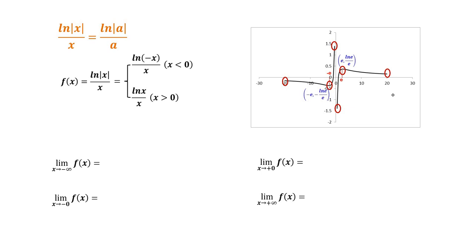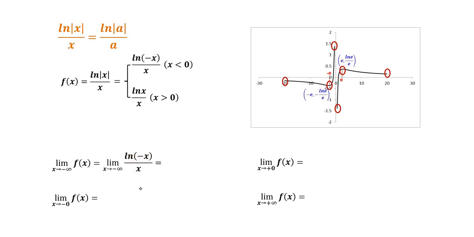So let's calculate the first limit when x is approaching negative infinity. So f(x) is, for x negative, equal to ln(-x) over x. When x is approaching negative infinity, ln(-x) is going to be positive infinity, and x is negative infinity. So the numerator is positive infinity, and the denominator is negative infinity. So this is going to be infinity over infinity.